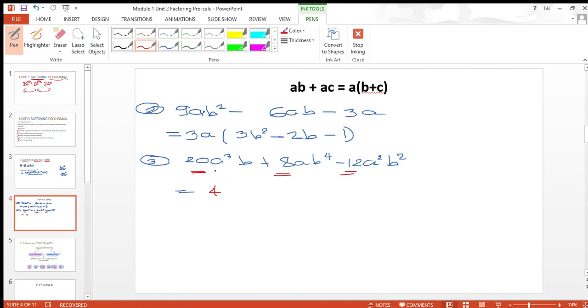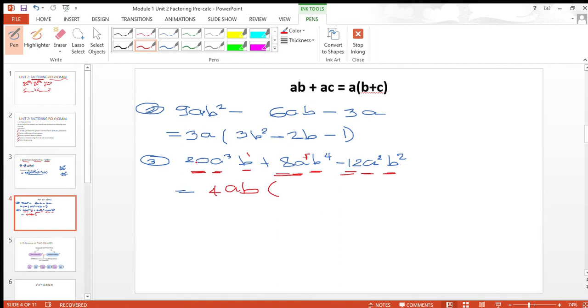And then we find a as a common factor. The lowest exponent is 1. So we have a is a common factor. In each term in the polynomial, we can also find b as a common factor. B raised to 1, 1 is the lowest exponent, so we factor out 4ab.